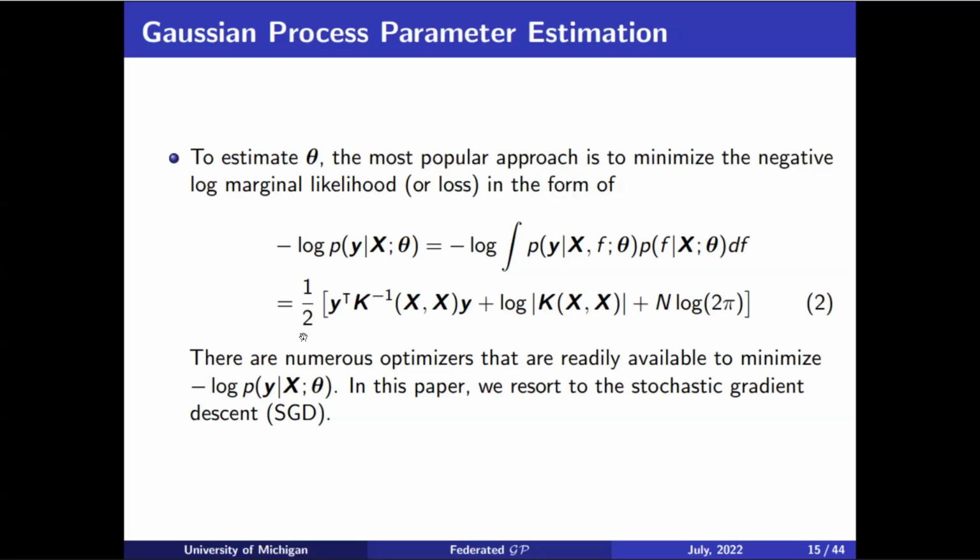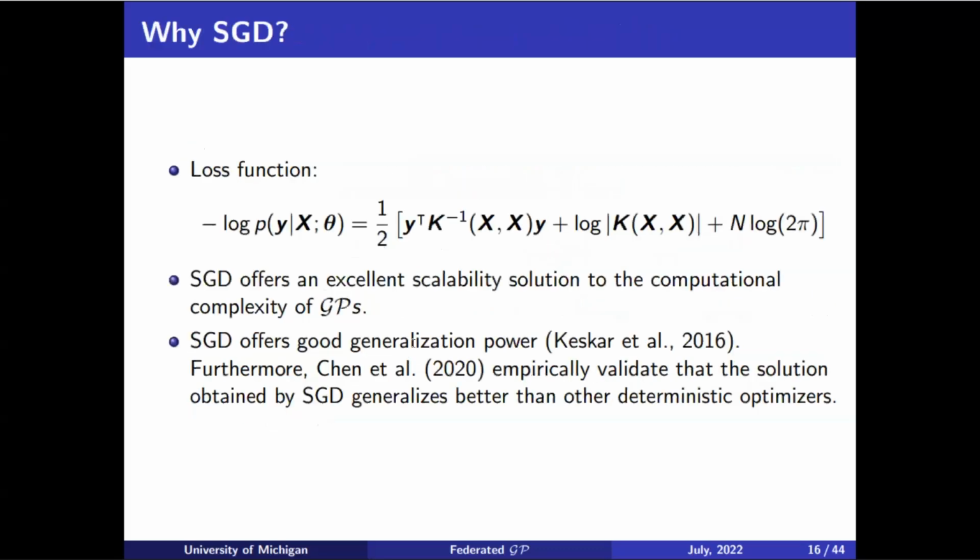There are many optimizers that are readily available to minimize this loss function. In this paper, we will use stochastic gradient descent to minimize this objective function. One question is why we want to use SGD rather than other optimizers. First, SGD offers an excellent scalability solution to the computational complexity of the Gaussian process.